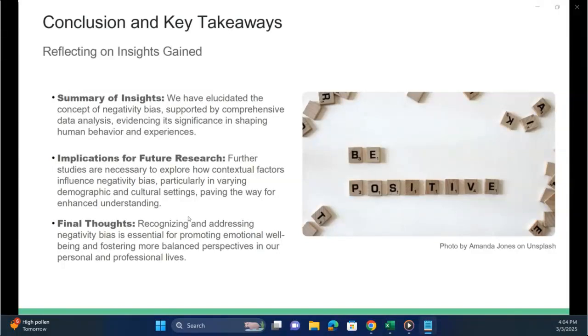And our real goal is to recognize and address negativity bias, because recognizing and addressing it is essential for promoting emotional well-being and fostering more balanced perspectives in our personal and professional lives.